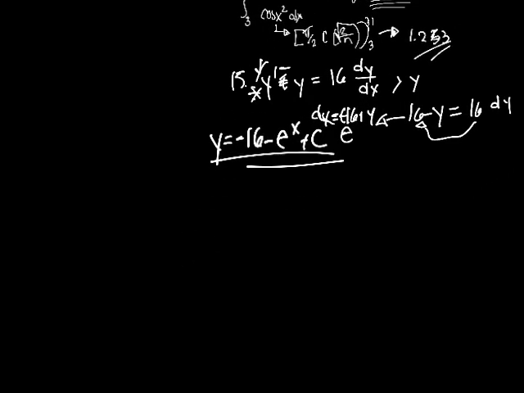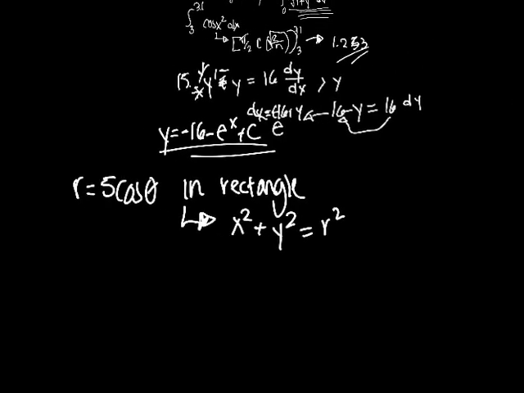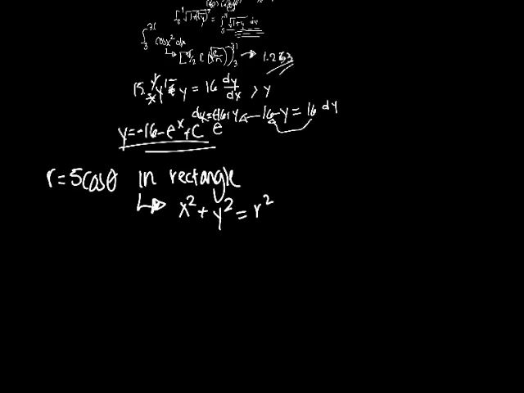Okay, for number 16, it's asking us to find r equals 5 cosine theta and rewrite it in rectangular form, right? And we know that this equation can be rewritten as x squared plus y squared is equal to r squared, right? This is the rectangular equation. Well, not the rectangular equation yet. Once we cancel this out, then it will become the rectangular equation. But for now, we'll apply our numbers.